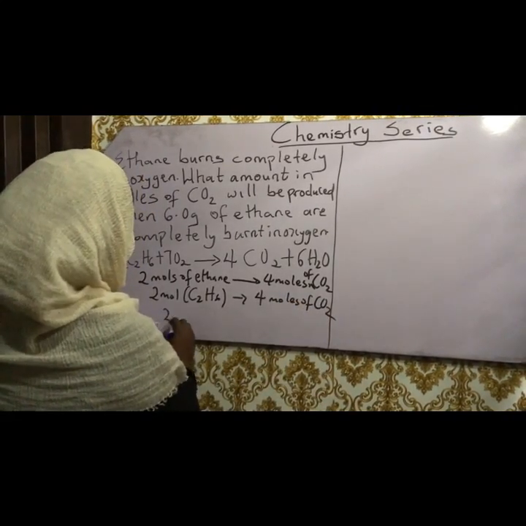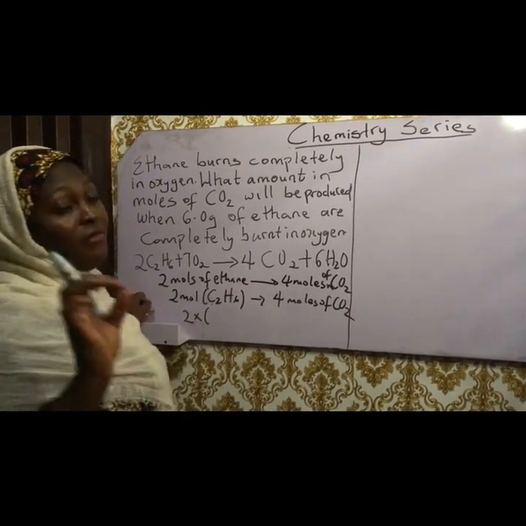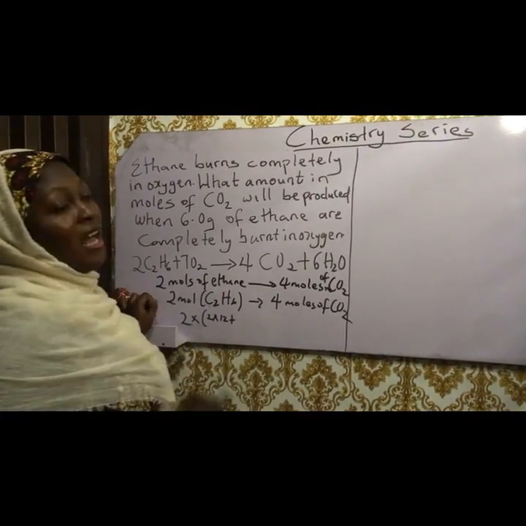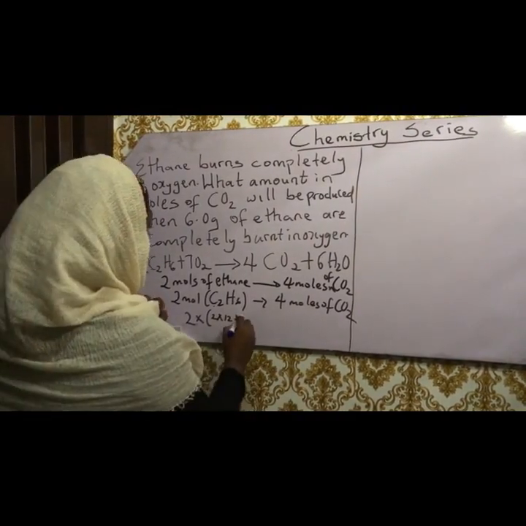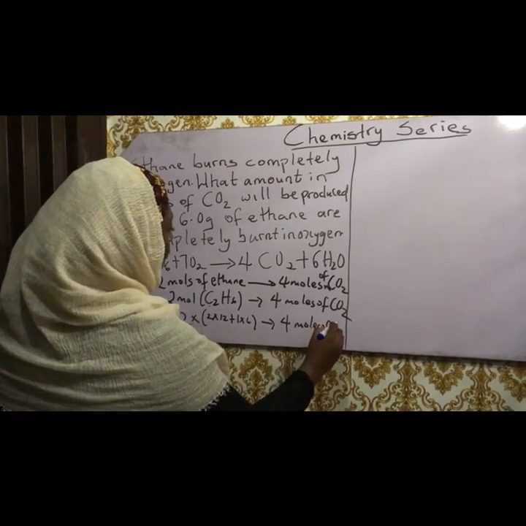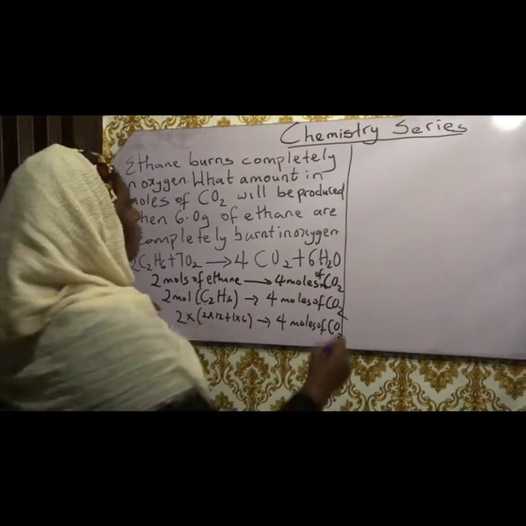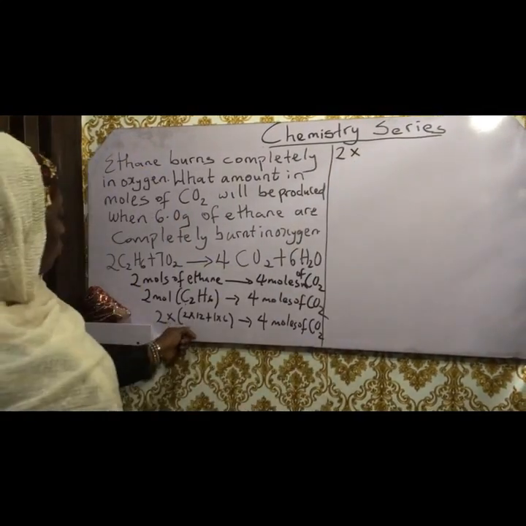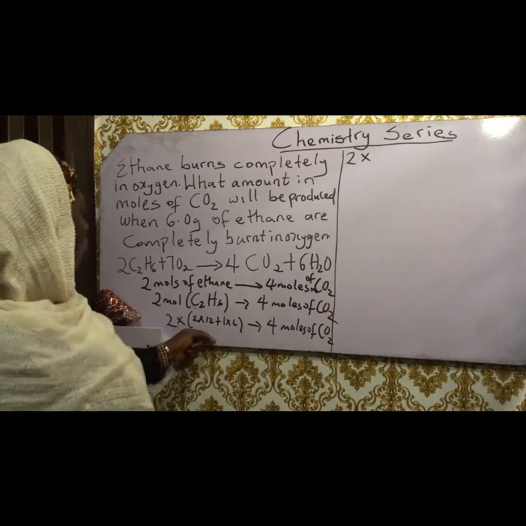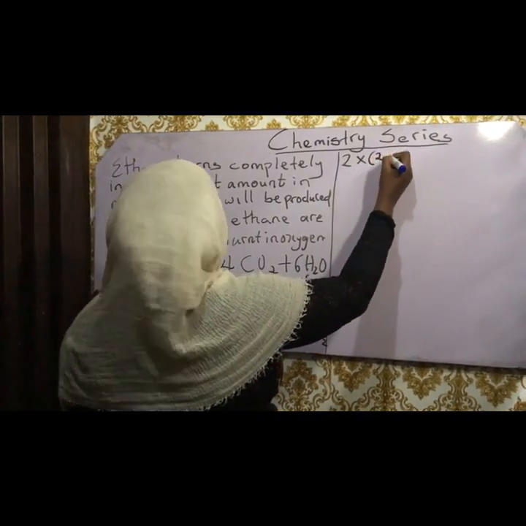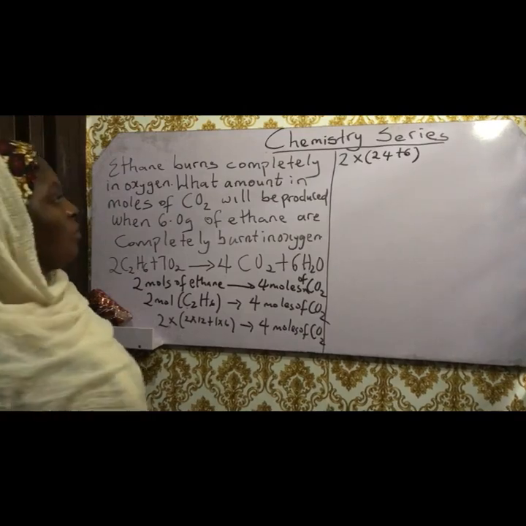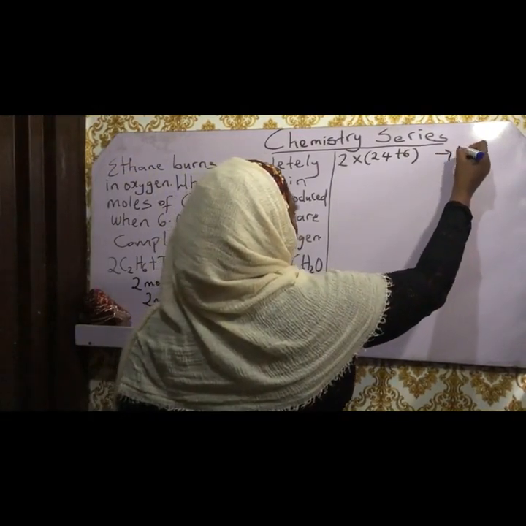Now, 2 moles, that will be 2 times carbon, which has a relative atomic mass of 12, that is 2 times 12, plus hydrogen, which has a relative atomic mass of 1, that is 1 times 6, to give 4 moles of carbon dioxide. So, bringing this here, 2 times 12 is 24, plus 1 times 6 is 6. So we have 24 plus 6 to give 4 moles of CO2.